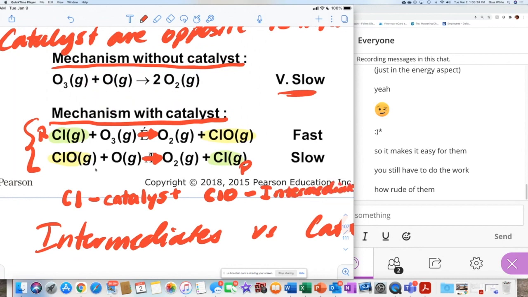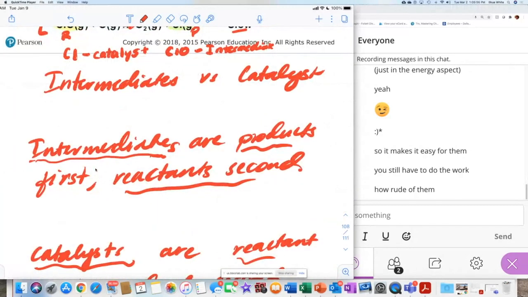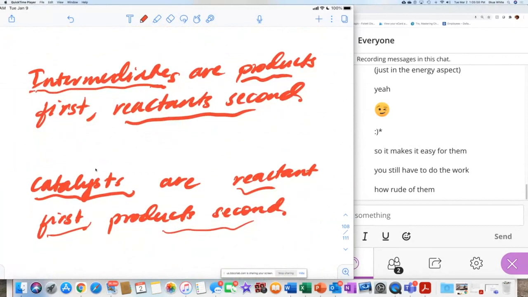Why? What is its role? It's first a product, then it's a reactant. So the order in which you see the chemical appear determines what the role is in the chemical reaction. Here this is fast, this is slow, but remember, it's easier to come to that conclusion when they have all these titles for you, right? In your homework or on the exam, they won't have all those words to help you out. So you want to remember the order you saw them. Intermediates are products first, reactants second. Catalysts are reactants first, and then products second. Okay, very close to the end.